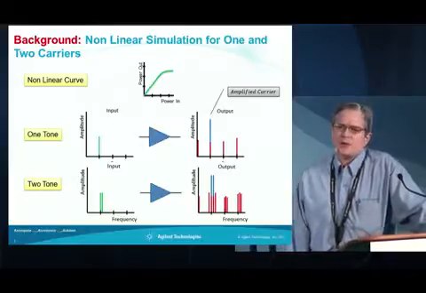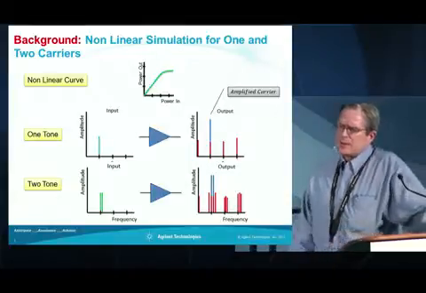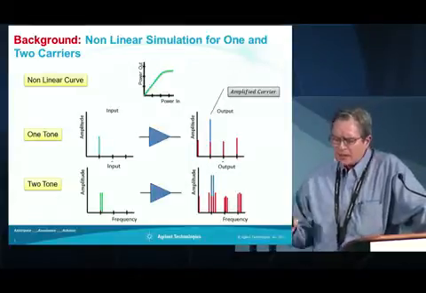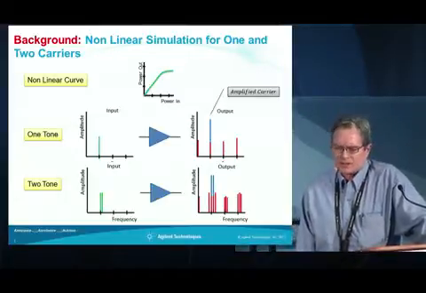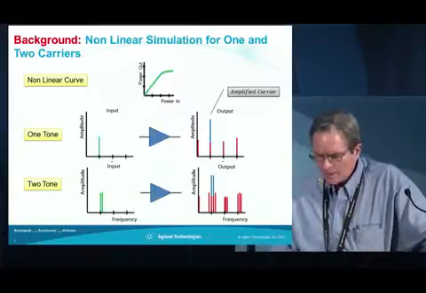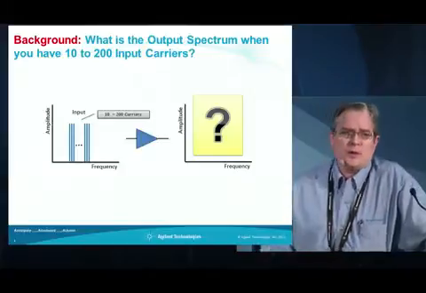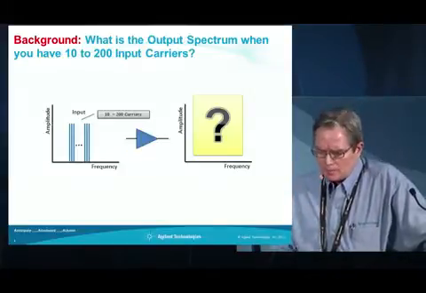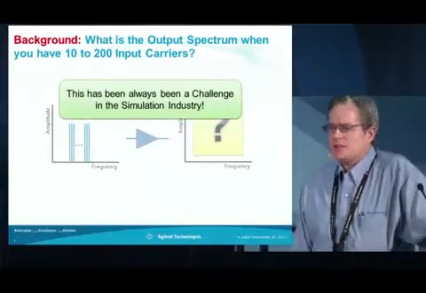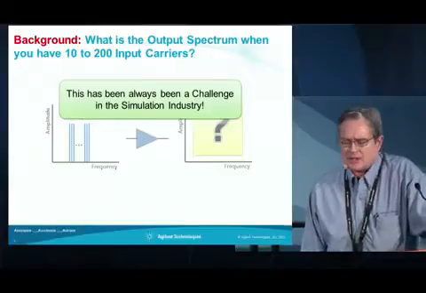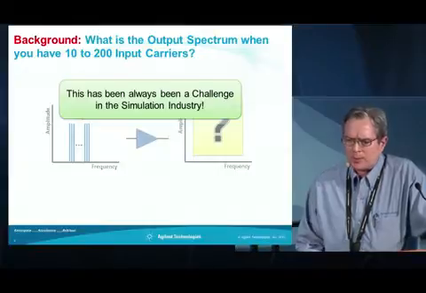Engineers are very familiar with the two-tone analysis, where we put in two tones, and then of course we get the third order intermods right next to the two blue carriers, and then the second harmonics, the third harmonics, and sums and differences of all those. Well, what do we do when you put in 100 or 200 carriers? How do you simulate that? This has been the challenge in the cable TV industry for years. So we have come up with a technique to solve this particular problem.